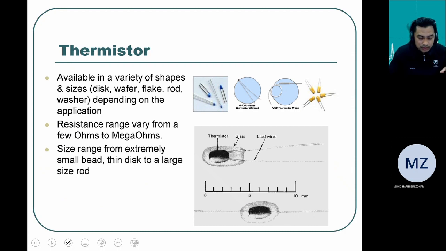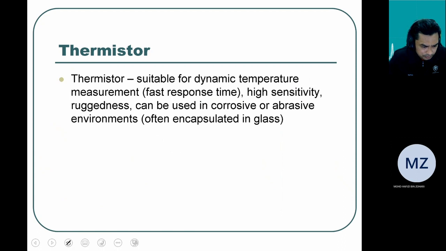The thing is, this one can be very small in size, sometimes extremely small. And it can also be a large size, of course. Large size is easy to do, but a small size temperature sensor is not easy. Because this is from the semiconductor, it can be a very small thermistor. So compared to RTD, the thermistor has a better dynamic range of measurement because it has fast response, high sensitivity, and it is rugged.